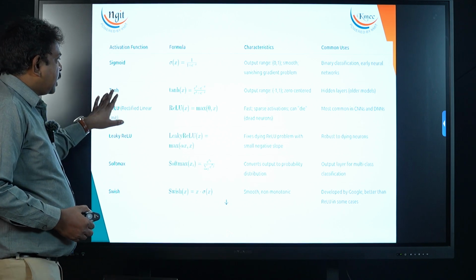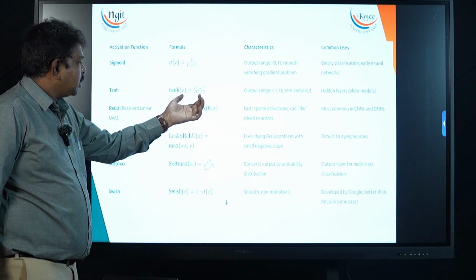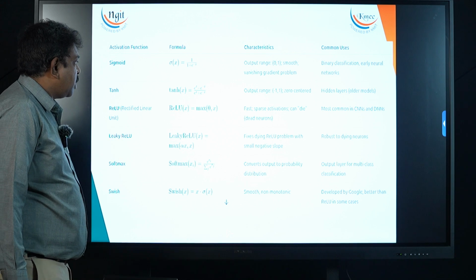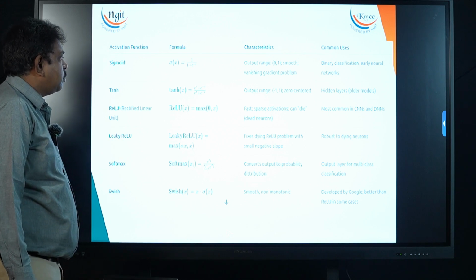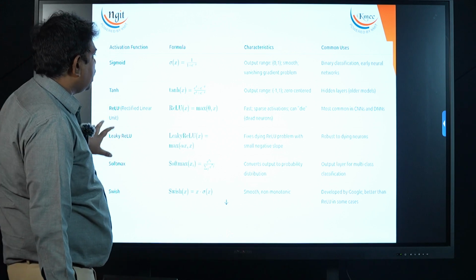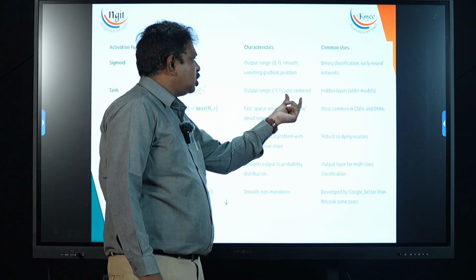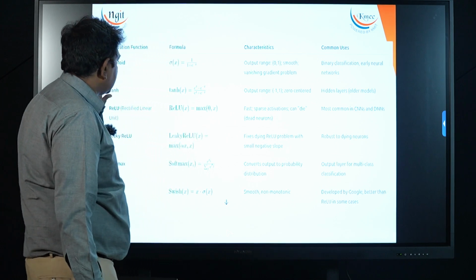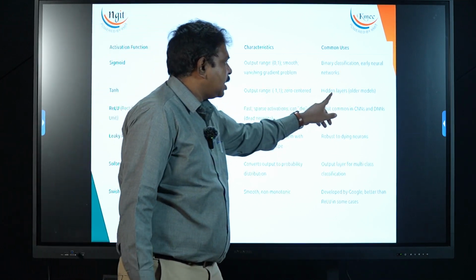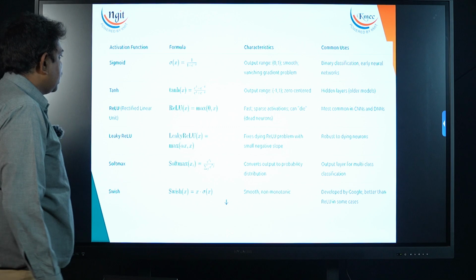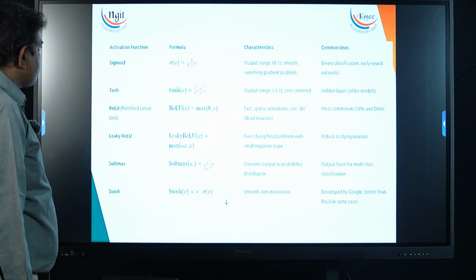Similarly, we can take a tanh function. The formula for tanh is e power x minus e power minus x, divided by e power x plus e power minus x. So the output range is between -1 and 1. Most of the output values are zero-centered. We apply tanh functions inside hidden layers; old models used tanh in hidden layers.